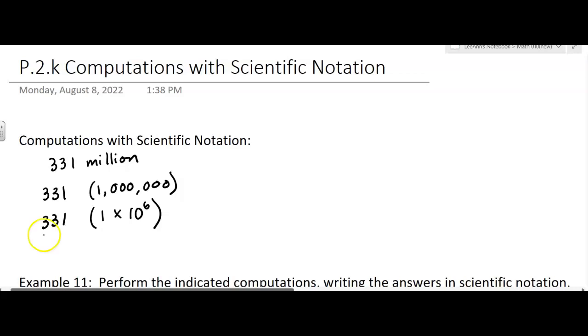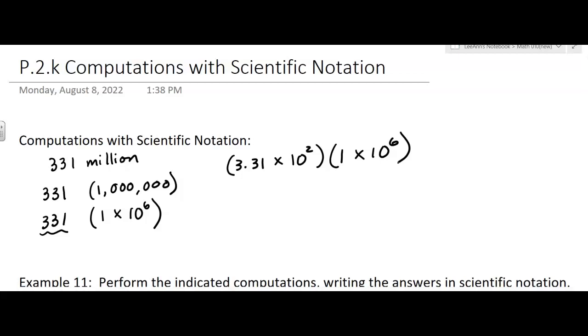Okay, but then you said, I want to write that in scientific notation. So you have 3.31 times 10 squared, and then you're multiplying that times 1 times 10 to the 6th. So this would be an example of two numbers written in scientific notation, and wanting to do the multiplication between them. Now remember, it's all multiplication. Multiplication here with the parentheses, multiplication here in the scientific notation.